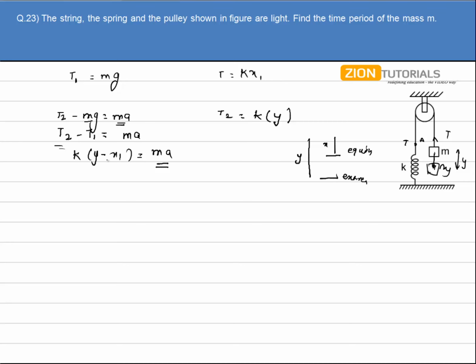So this y minus x1 is nothing but the amplitude. So it can be written as k into amplitude is equal to mass into acceleration. So k by m into amplitude will be equal to acceleration. Now again, acceleration is directly proportional to amplitude or displacement. So this k by m will be equal to omega square. So time period comes out to be 2 pi under root of m by k. That is the answer.